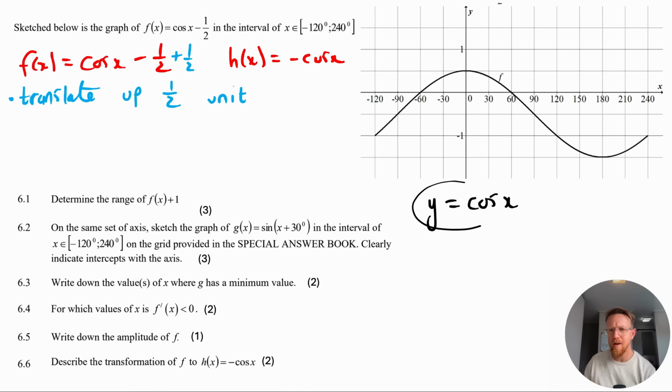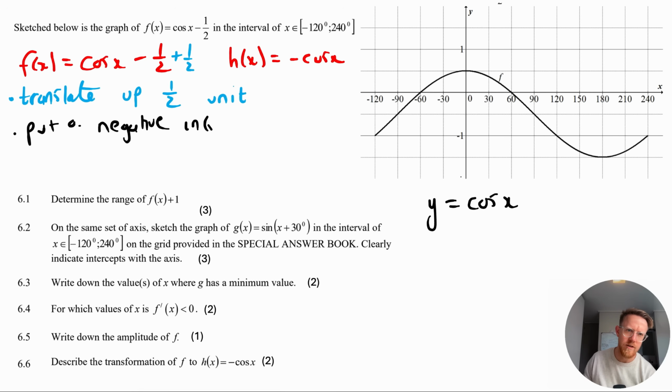So now how do we go from here to here? Well, all that's changed is that there's now a little negative there. So you can just write here, put a negative in front.